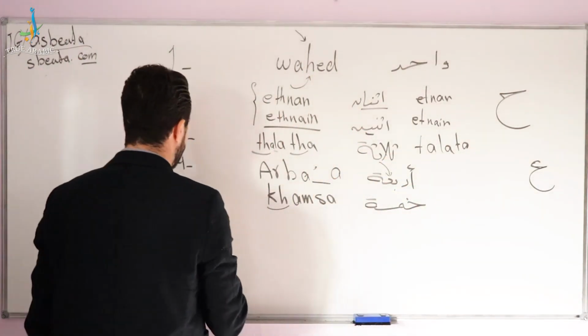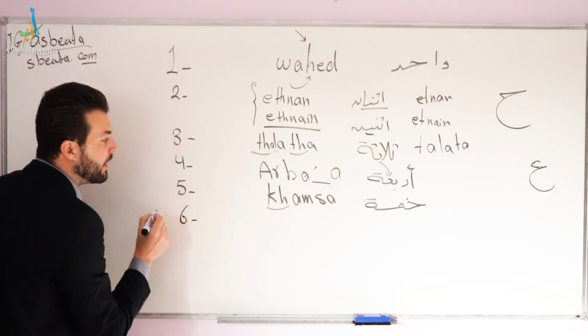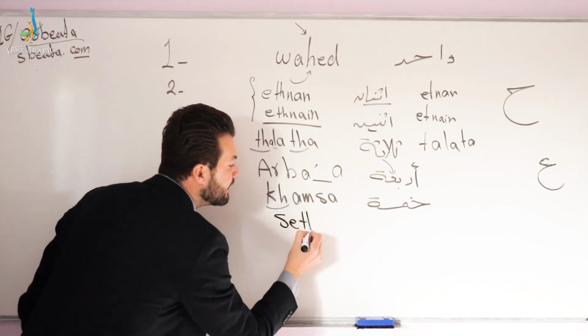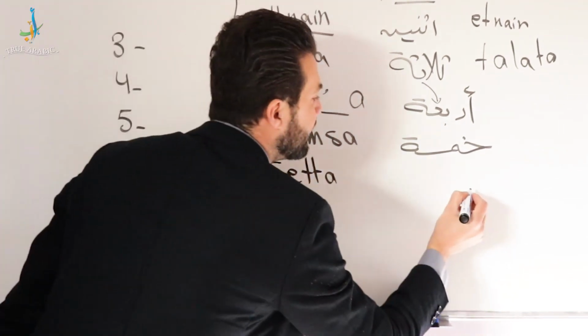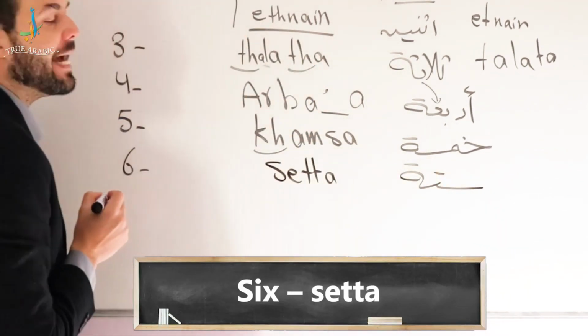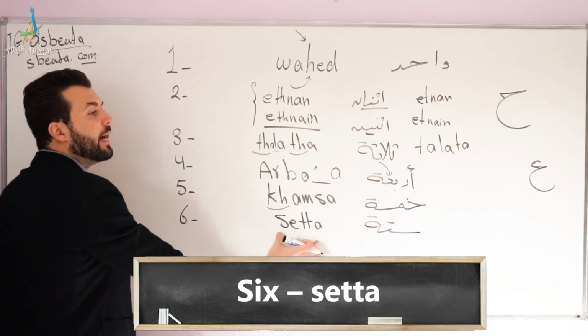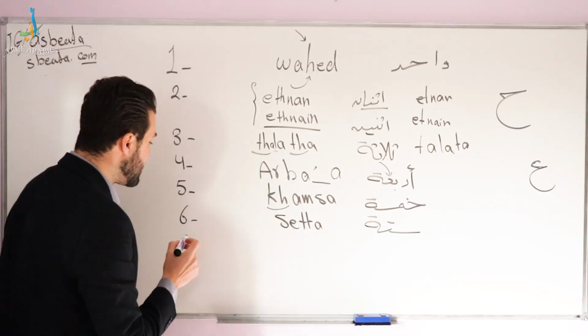Let's go to number 6. If we say 6 in Arabic, it's very easy. We say ستة. It's written like that. Very easy and simple. ستة is 6. How do we say 7?